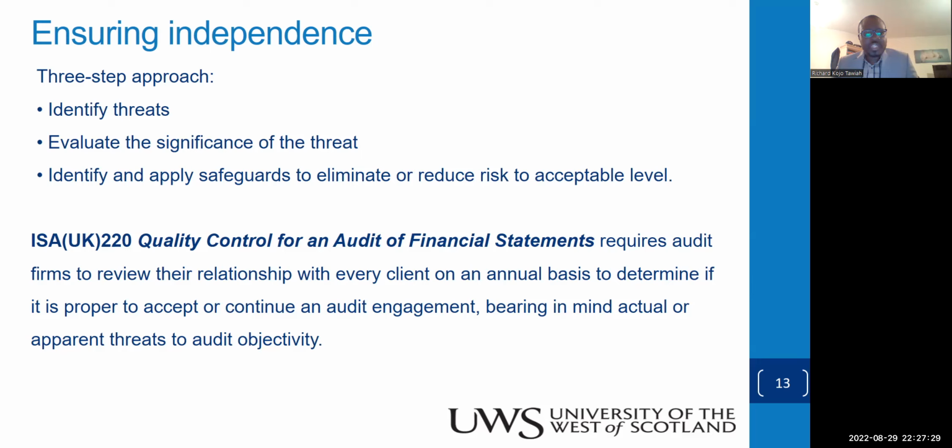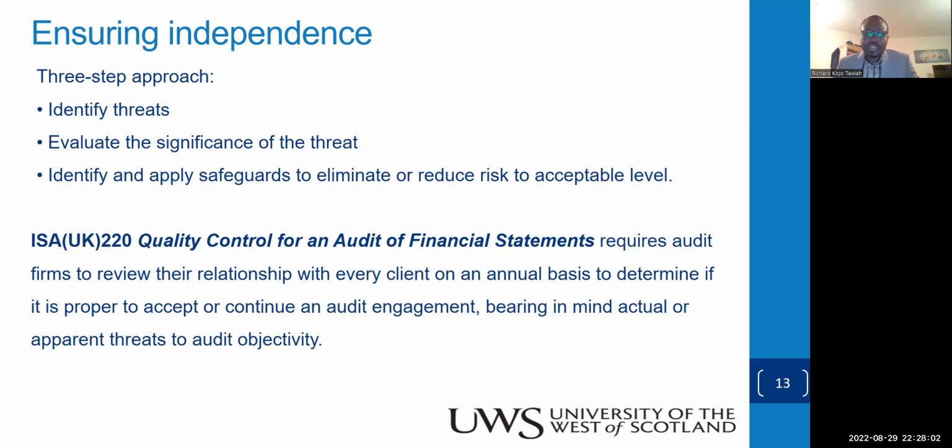How do we ensure independence? There's a three-pronged approach. Identify the threats inherent in the organization or in your audit engagement and how they could impact your work. Evaluate the significance of this threat, like I said, how it would impact your work, the extent to which it will impact your work. You can do a simple risk mapping, look at the probability and then the impact extent of that affecting your work. And of course, put in place safeguards to eliminate this risk or reduce the risk to an acceptable level.